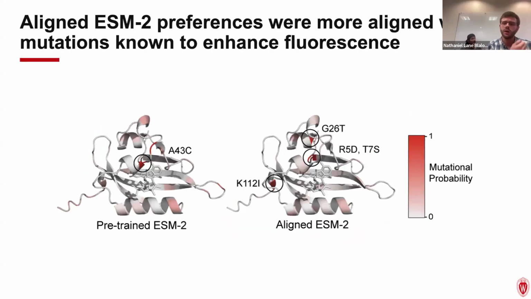And when you try to see what key mutations it learned, we looked at known mutations again in literature for enhancing fluorescence. And you see, like I mentioned, A43C, it reverts back to the native cysteine that kills fluorescence. The pre-trained model does, but on the aligned model, you no longer see that. And you see T7S, the best known single mutation variant, dramatically increases in how many of the variants generated from the model have that. So.